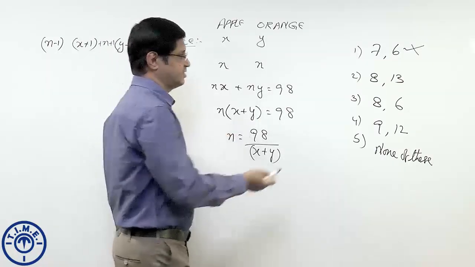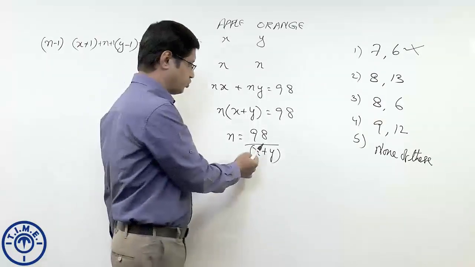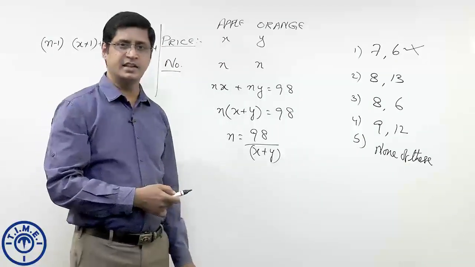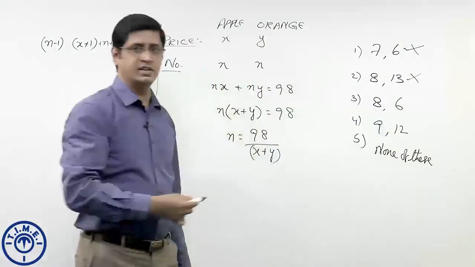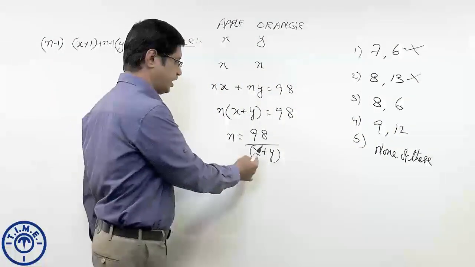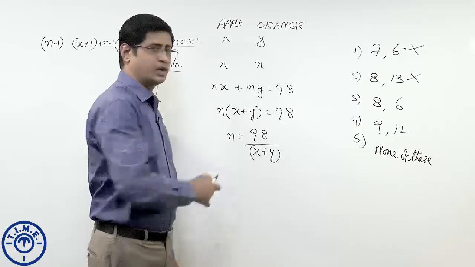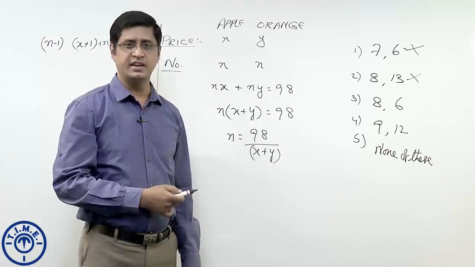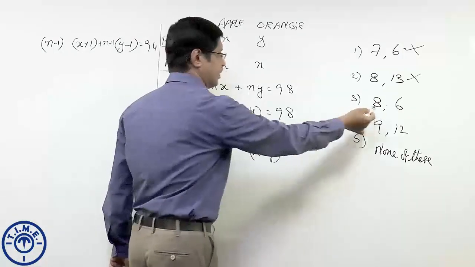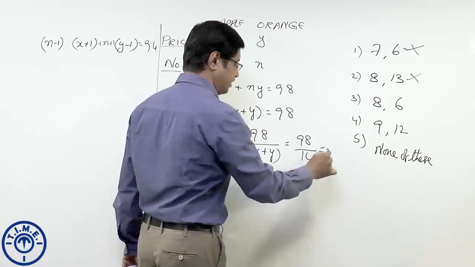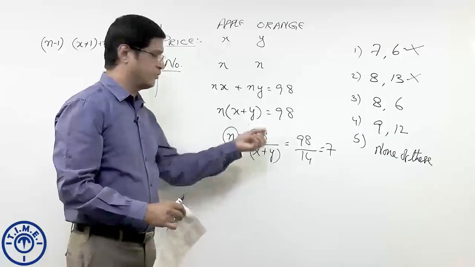Now, what about the second option? 8 and 13 is given. The sum of these two values is 21. 98 is not exactly divisible by 21. Hence, it is also ruled out. Then, the next one is 8 and 6. When you substitute 8 and 6 as the prices of apple and orange, the sum is 14. 98 is a multiple of 14. So, 98 by 14 simplifies to 7. n is equal to 7, which is an integer value.